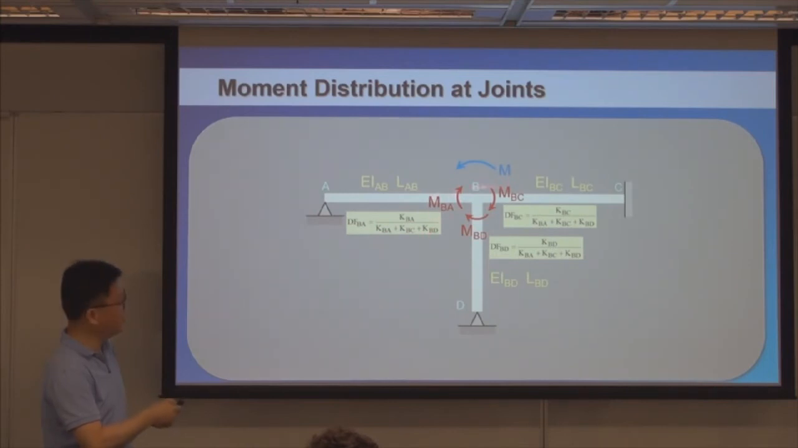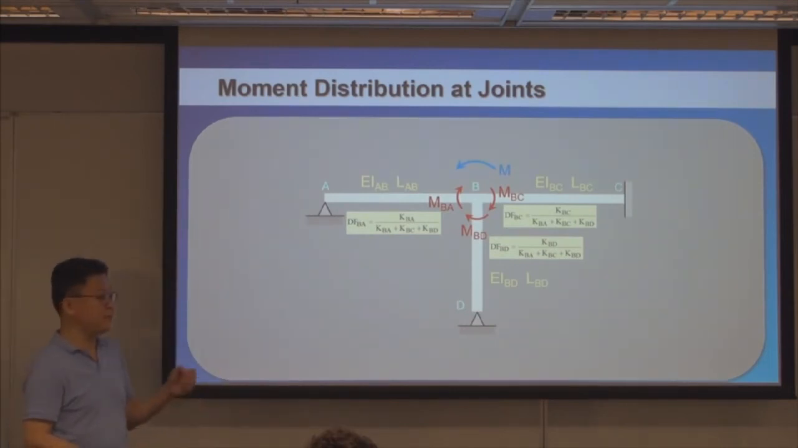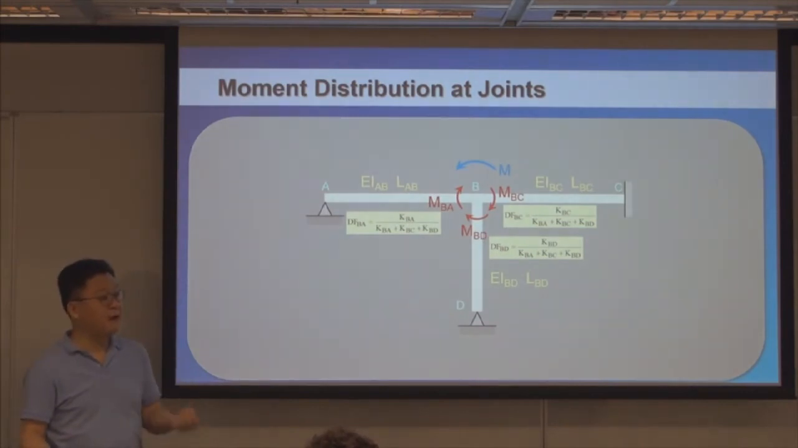On top, depends on where you are. If you are talking about AB, it should be KBA. If you're talking about BC, KBC; BD, KBD. Right, so that's distribution factors. Now how about K? Stiffness coefficients. As we just said, there are only two stiffness coefficients that you can use. One is 4EI over L, the other is 3EI over L. And whether you use 4EI over L or 3EI over L depends on the far end conditions.